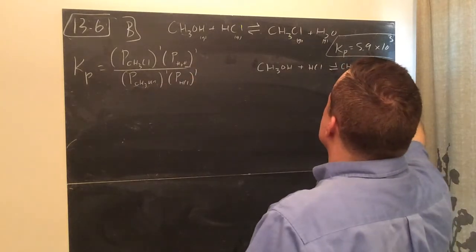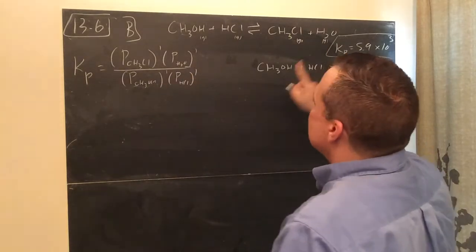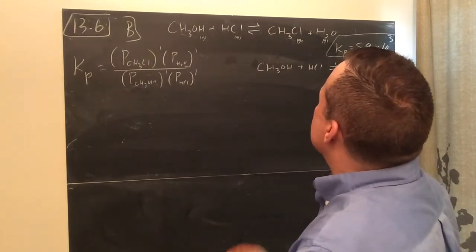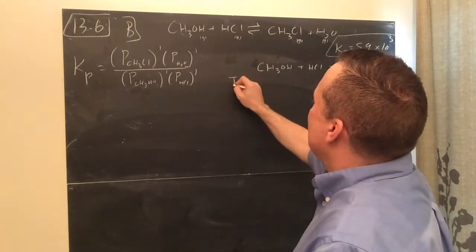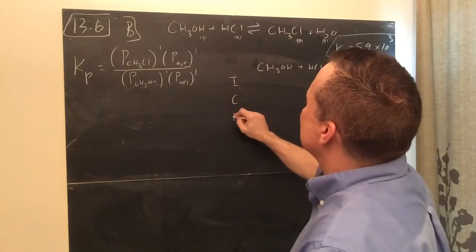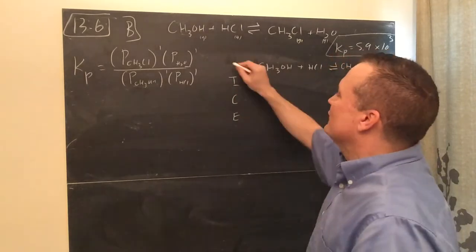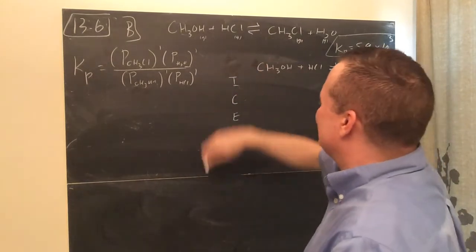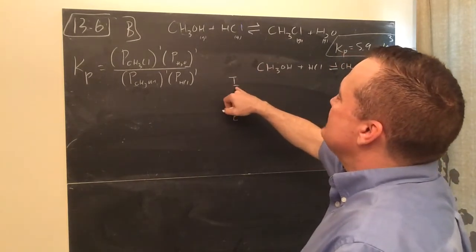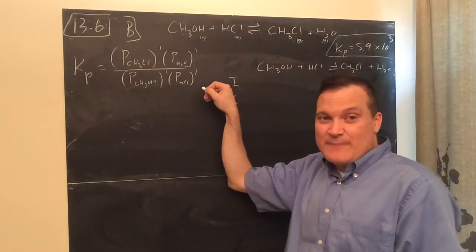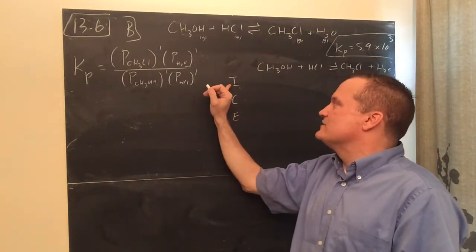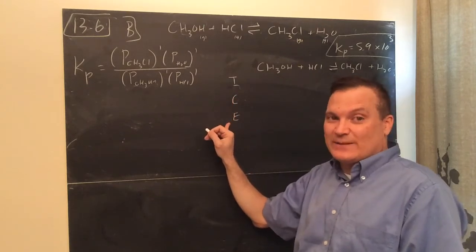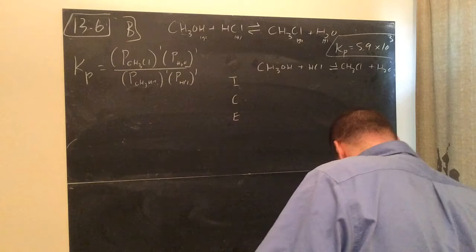Then write this next to it. Okay, and I'm going to show you why. Now, the next thing you're going to do is we're going to make something called an ICE box. I-C-E. Some people call it the RICE box because that means reaction, but I won't, whatever. ICE means the initial amount of the substance, the change, and then the substance amount at equilibrium. The equilibrium position will be down here.